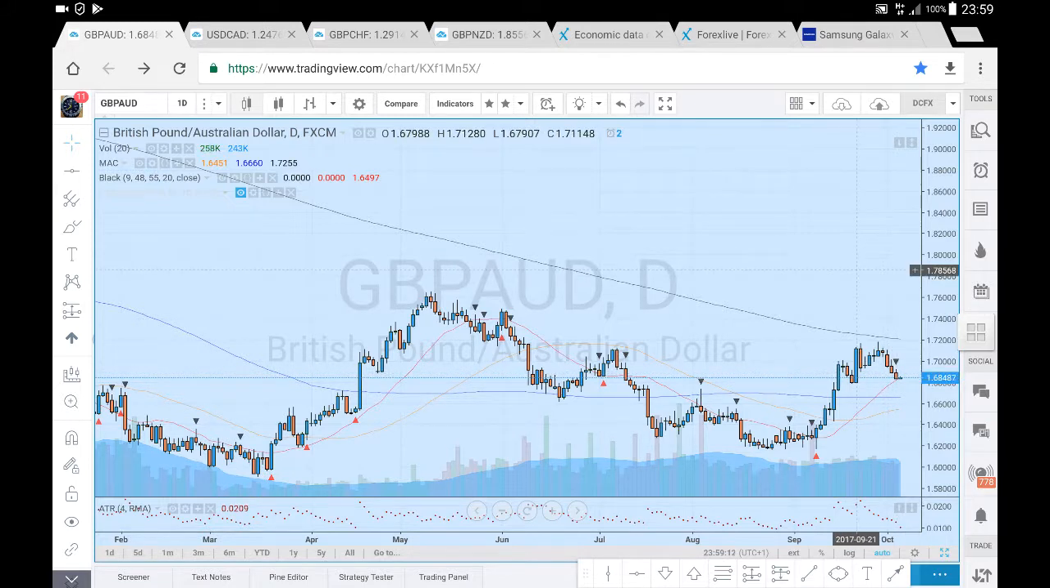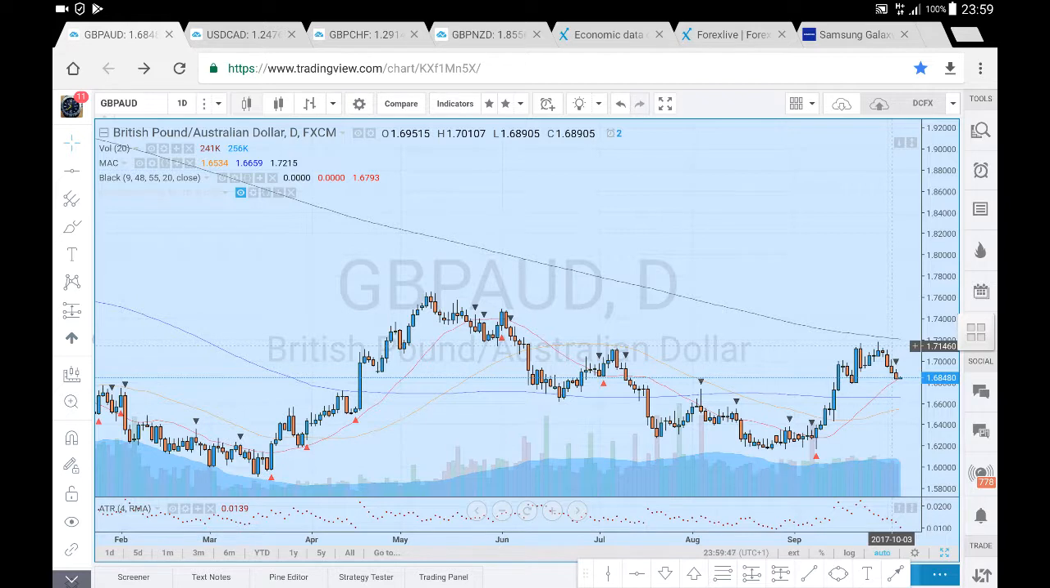So let's just imagine we're going to do exactly what it says. I'll be looking at taking a short at 68.29, so 68.30, with a stop at 69.24. So that's a 94 pip stop on the pound against the Australian dollar.